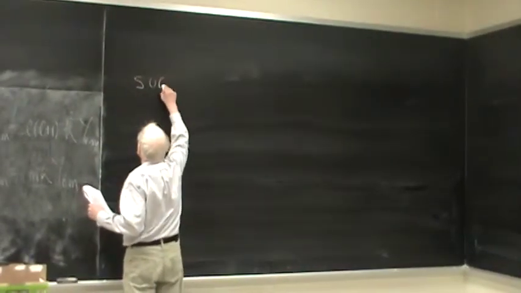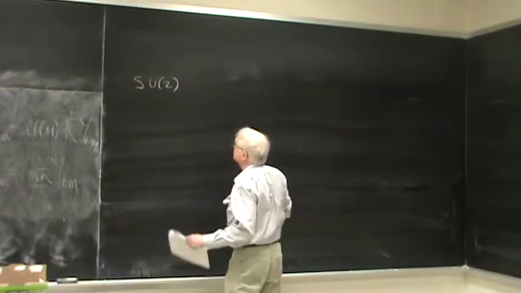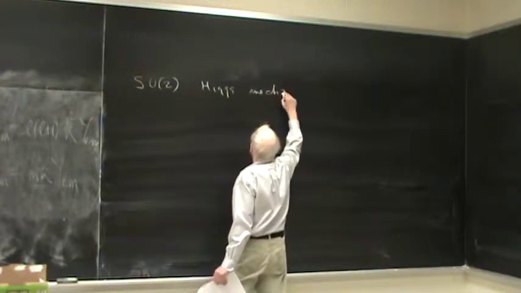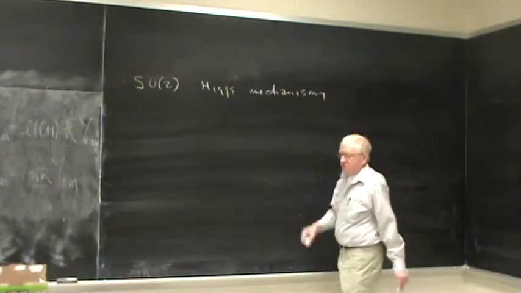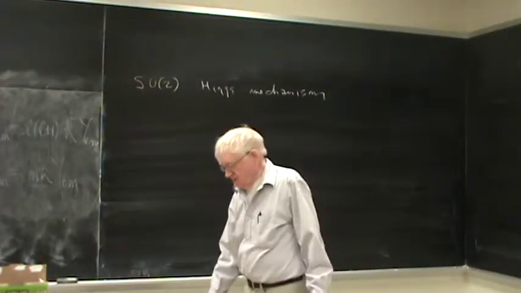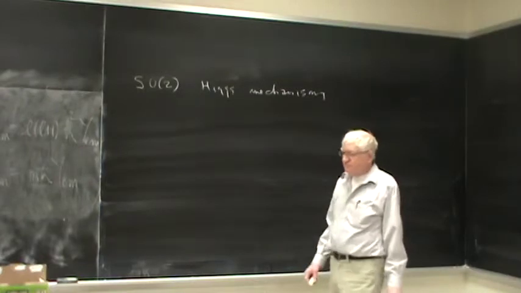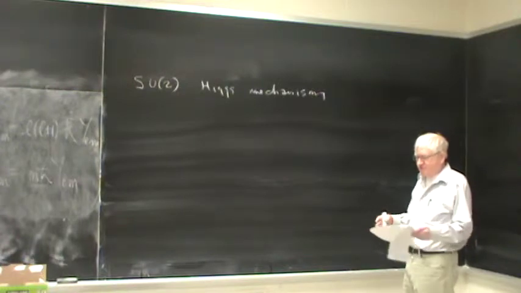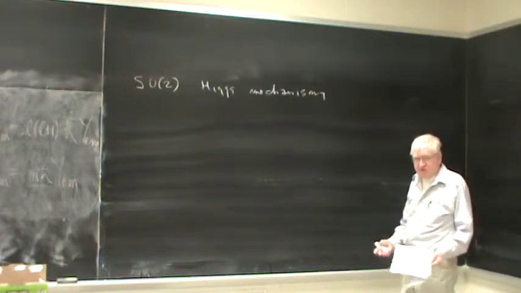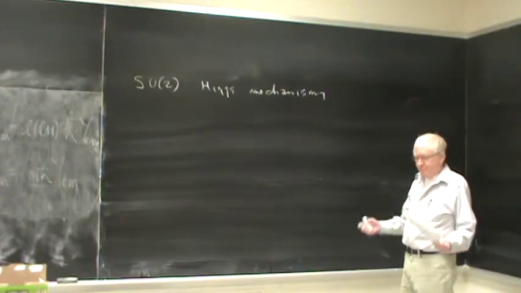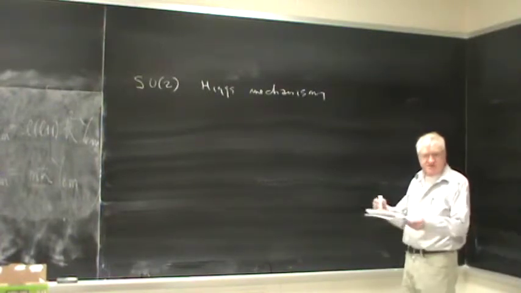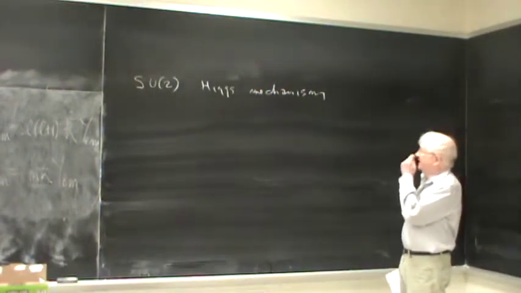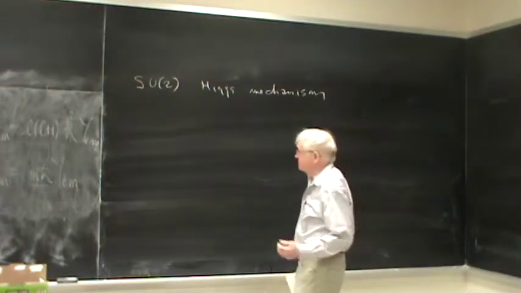Let's consider the SU(2) Higgs mechanism. We saw, before last time, that if we simply had a theory of scalar bosons with a certain symmetry, we typically had some massless scalar bosons and some massive ones. And these massless ones were called Goldstone bosons.